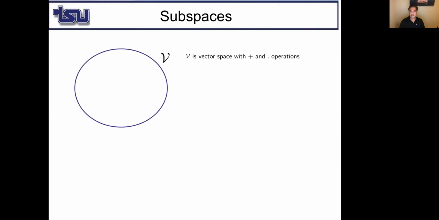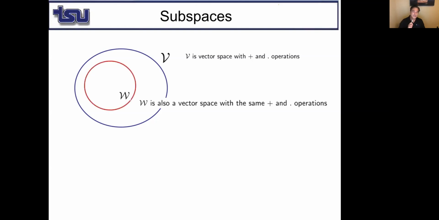So what's a subspace? Let's remember this. Assume we have a vector space V with vector addition and scalar multiplication operations. Remember, we had 10 axioms that need to be satisfied for a set to be a vector space. And now let's assume that we have W. W is a subset of set V. Okay. So how do we know that W is a subspace? Are we supposed to check all those 10 axioms?